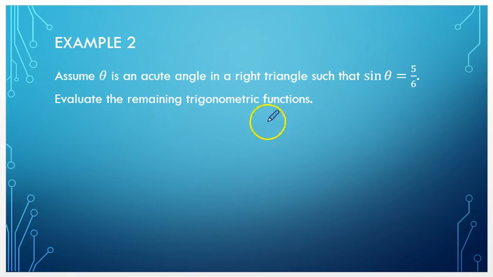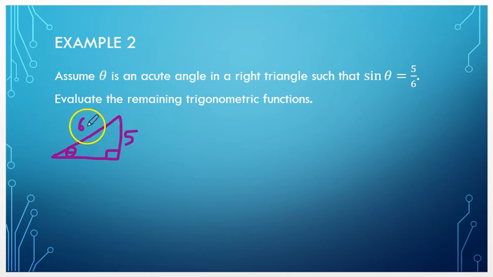What I would encourage you to do really is to draw your own triangle. It doesn't have to be perfect. Just set up a triangle and put theta in one of the corners, and then you have your right angle in another one. Well, remember that the rule for sine is opposite over hypotenuse. So I could actually fill in those two sides. The opposite side from my theta value is going to be 5, and the hypotenuse side is going to be 6.